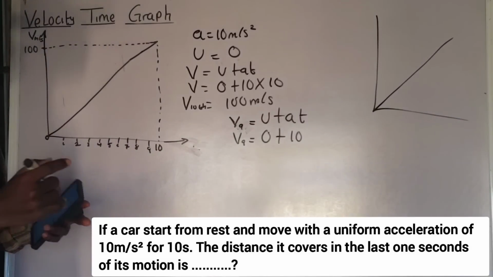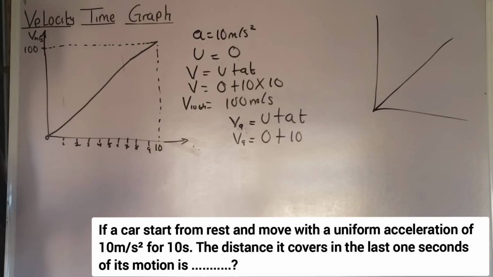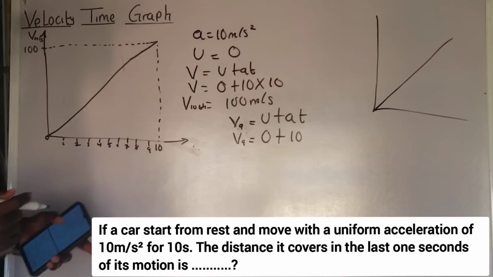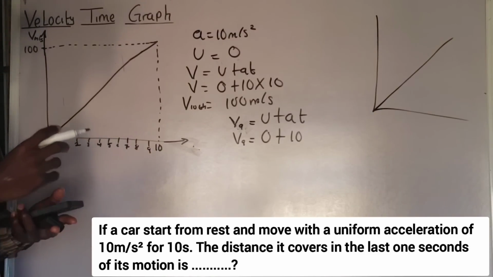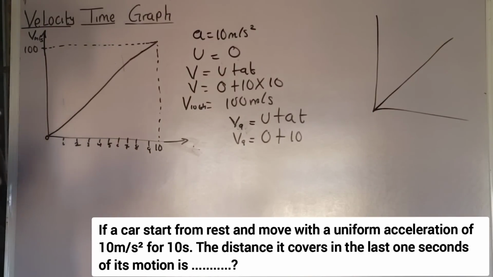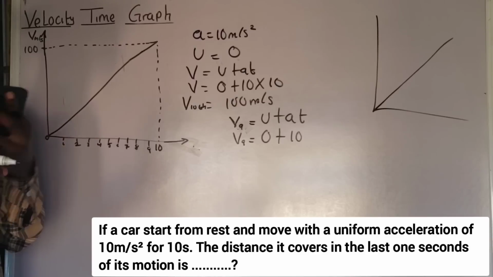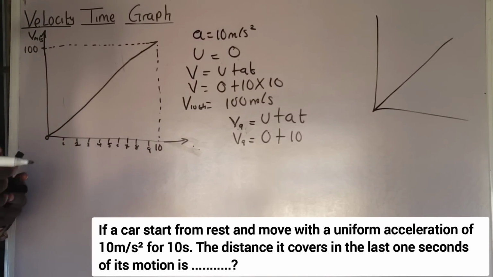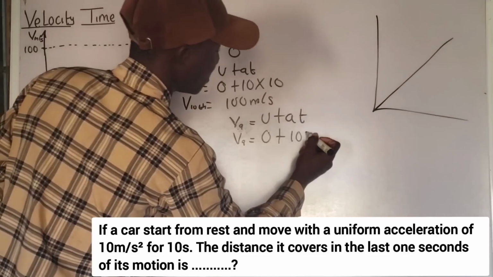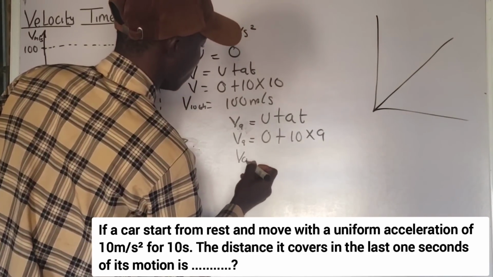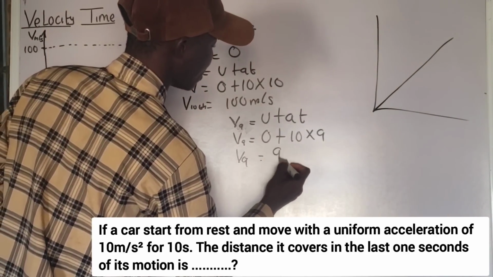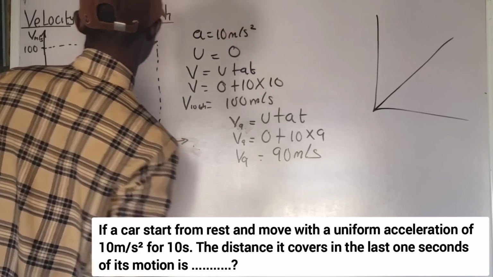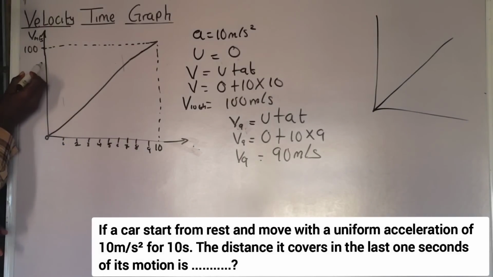9 seconds. You know, for the velocity that the car attained in the 10th second, acceleration is 10 and time is also 10. But I want to determine the velocity that the car attains in the 9th second. That means that T will be 9. So I'm going to have this multiplied by 9. So V9 is equal to 90 meters per second. It will be around this place, 90.